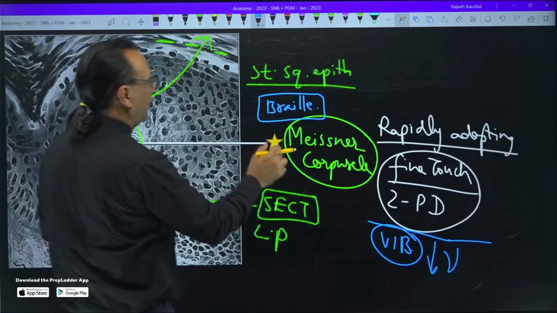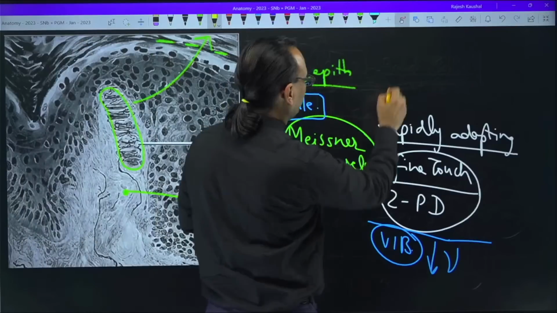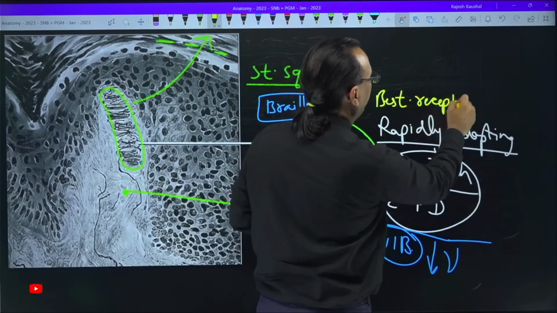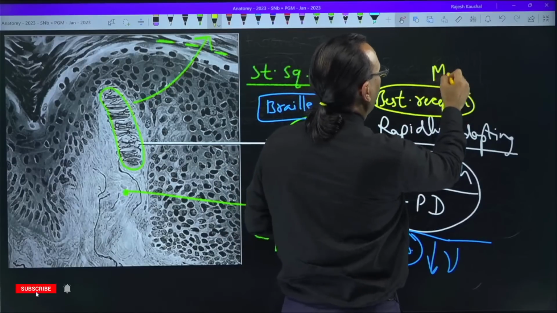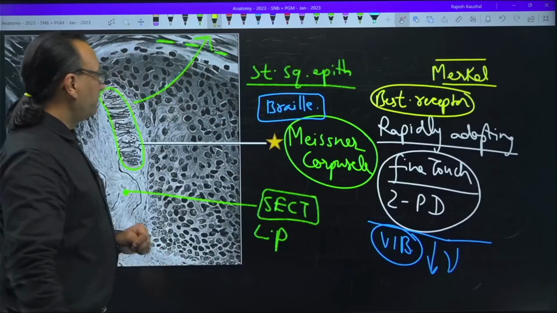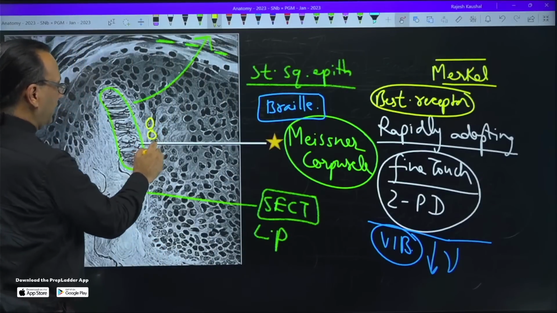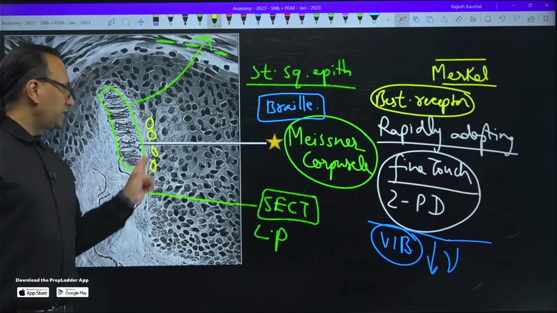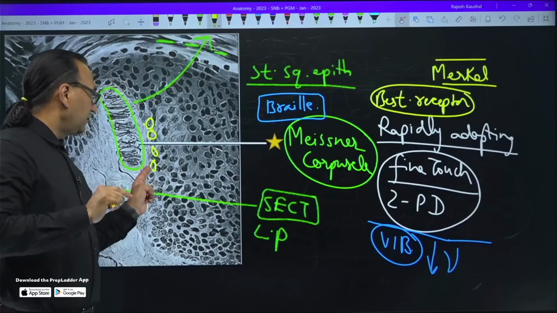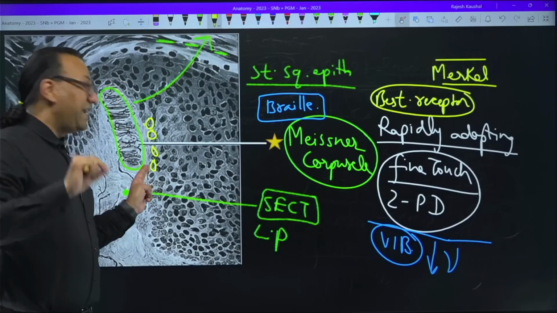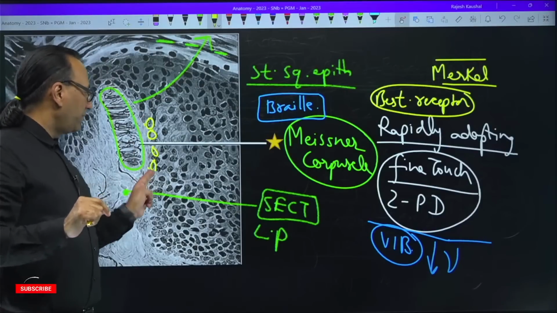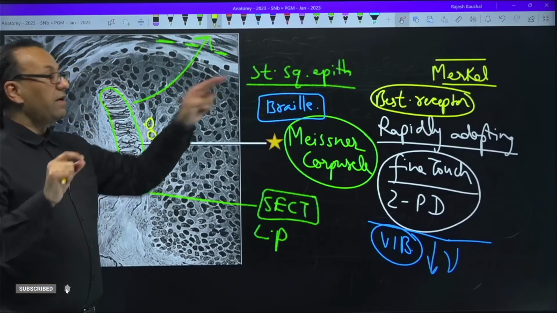The question I'll mention and then I'll mention the answer. Question is best receptor for reading Braille. Then you have to answer it as Merkel receptor. And where is Merkel receptor? Merkel receptor is at the basal layer of the epithelium, which is also called stratum germinativum, the basal layer where you have columnar cells, there you will have some Merkel receptor.